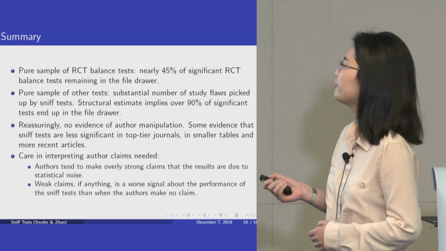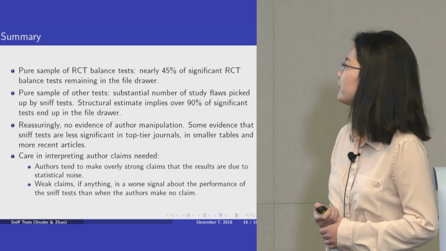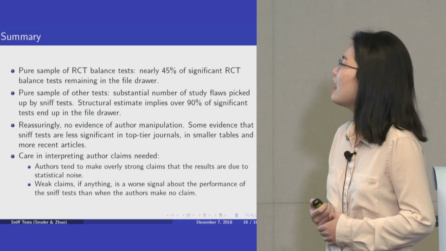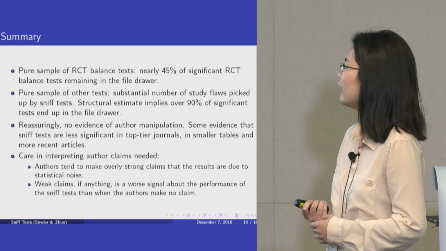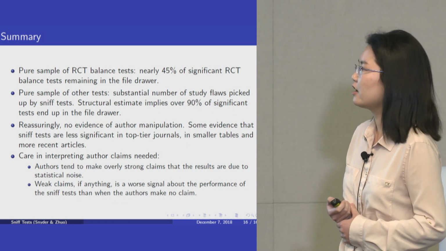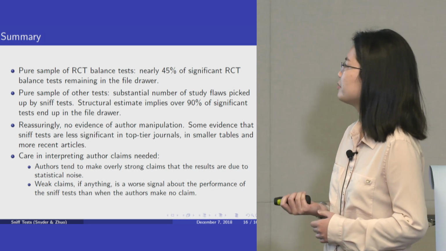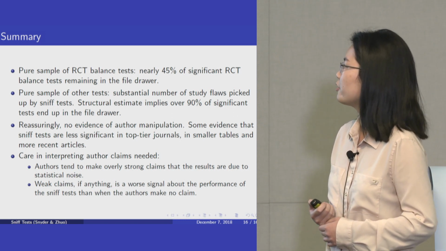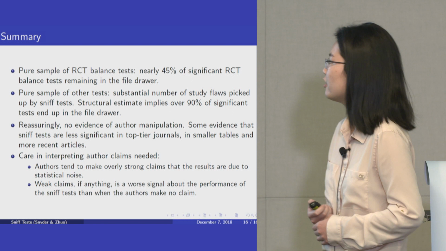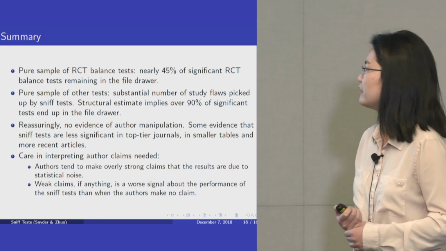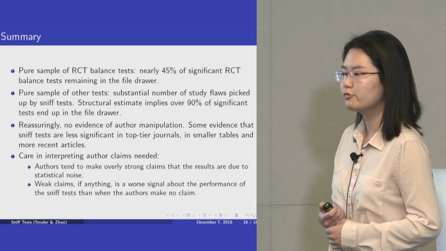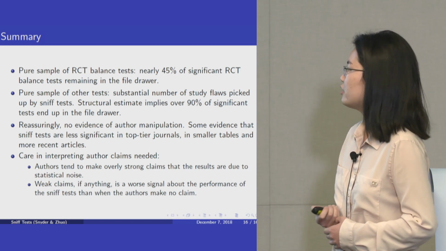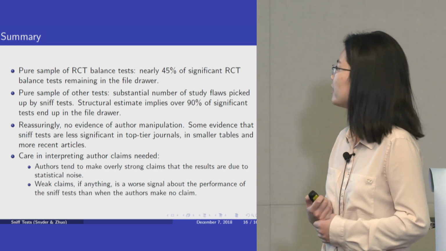For the pure sample of RCT balance tests, nearly 45% of significant RCT balance tests remain in the file drawer. For the pure sample of other tests, there's a substantial number of study flaws picked up by sniff tests, and the structural estimate implies over 90% of the significant tests ended up in the file drawer. Reassuringly, for this published sample, we do not observe evidence of author manipulation.